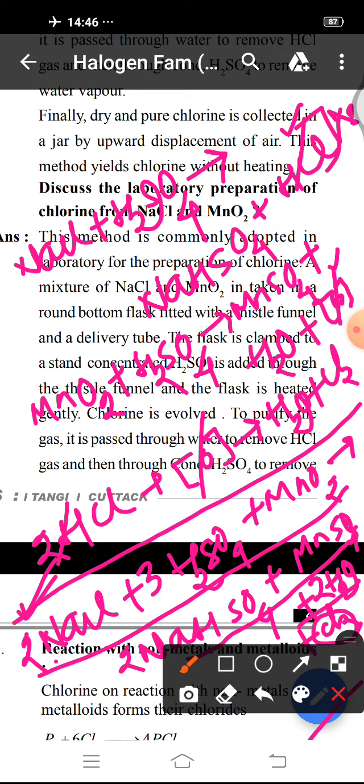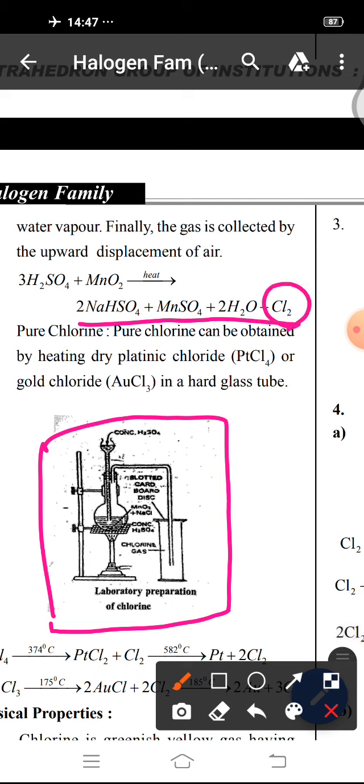So see in the laboratory how chlorine gas is prepared by this method. Laboratory setup. In a round bottom flask, in this picture, this is the laboratory setup where NaCl, MnO2 and H2SO4 are used. This is the whole equation where chlorine gas is prepared, and in the equation 2NaCl is missing. 2NaCl plus 3H2SO4 plus MnO2 give rise to 2NaHSO4 plus MnSO4 plus water and chlorine. So this is the laboratory setup by which chlorine gas is prepared.